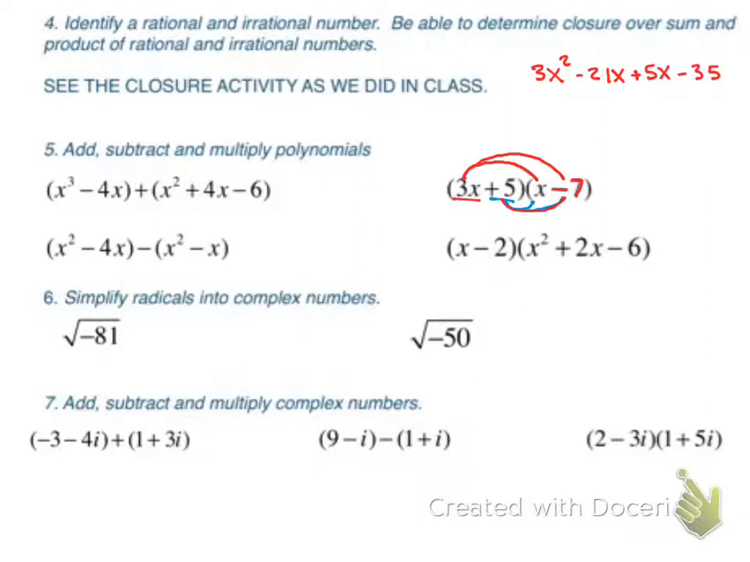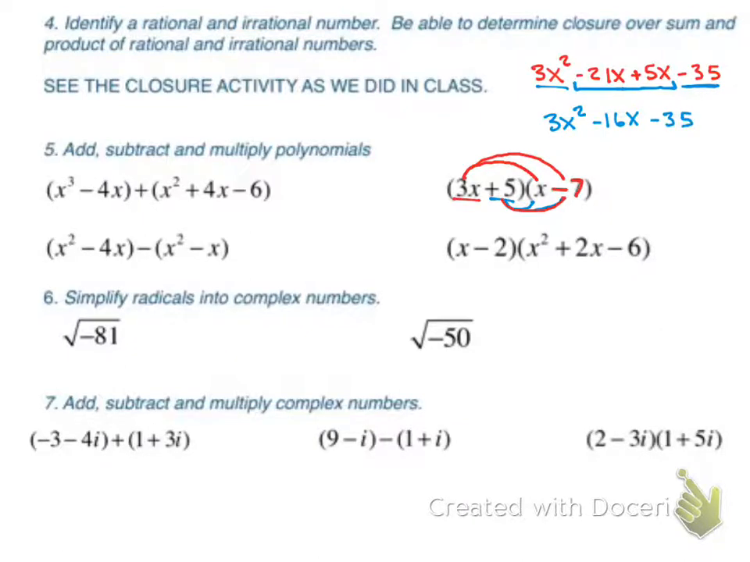Then we look for our like terms, right? Always start with your highest exponent first. Our highest exponent is 2, right? Because we have 3x squared. There's no like term, so we just go ahead and write that first. Then we look for our x's. We have negative 21x and a 5x, right? Combine those, so negative 21 plus 5 gives me a negative 16x, and our last lonely term here, minus 35.